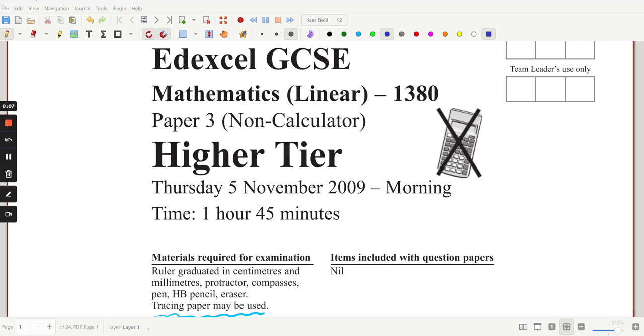Today we are going to solve a GCSE Edexcel past paper, Mathematics 1380, Paper 3, non-calculator, higher tier, 5th of November 2009. Here, non-calculator means you must write down all the stages in your working. Required material: tracing paper is important, because you will need it for the questions talking about transformations.